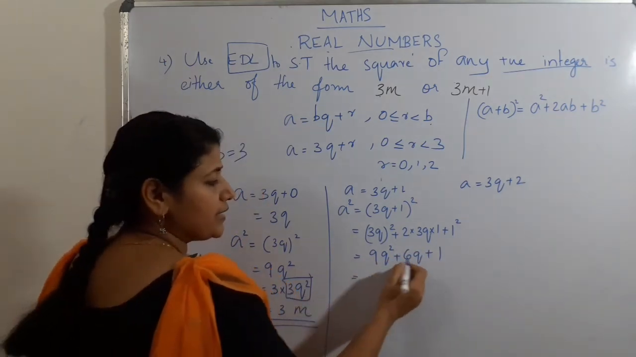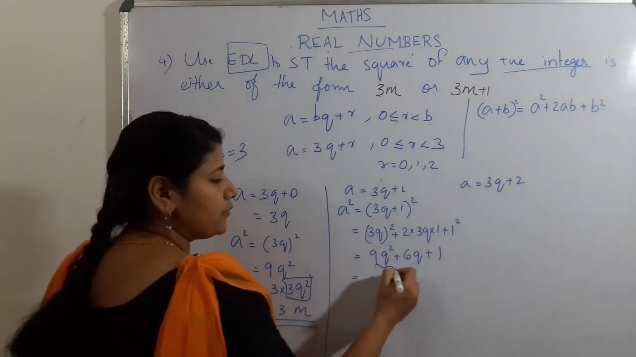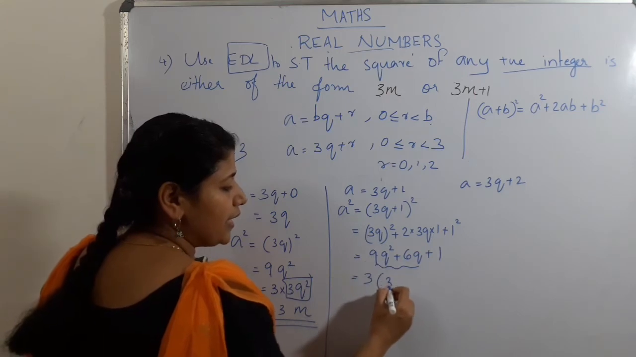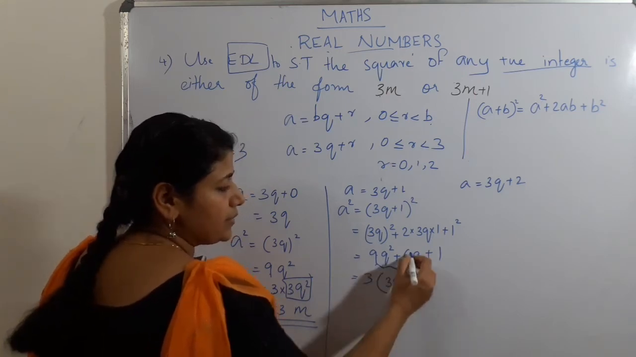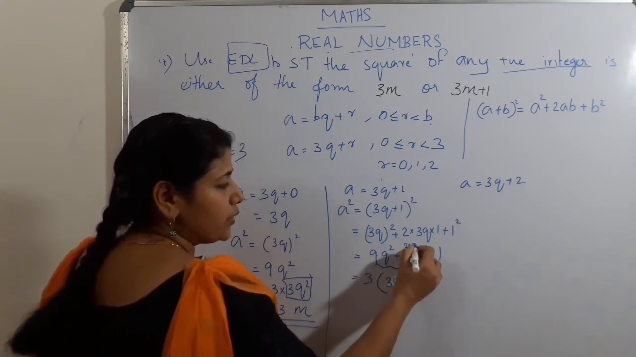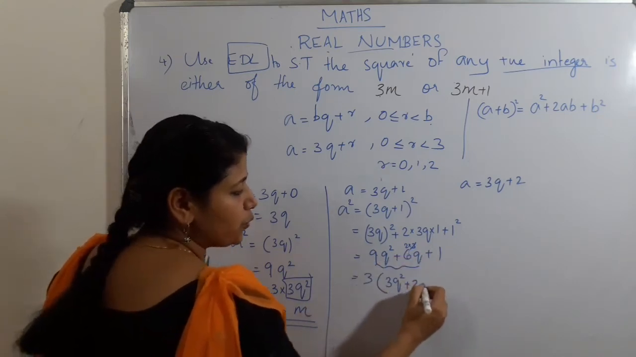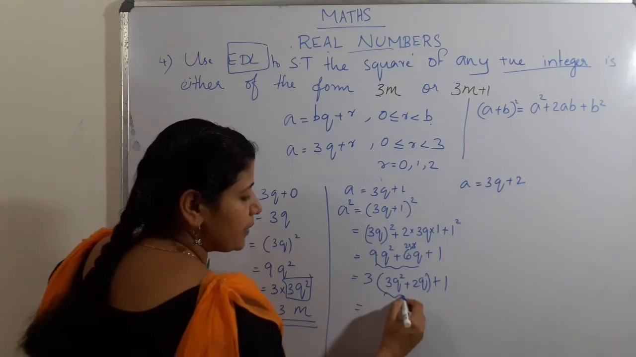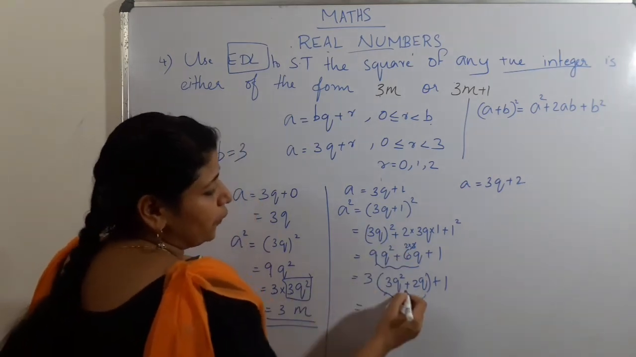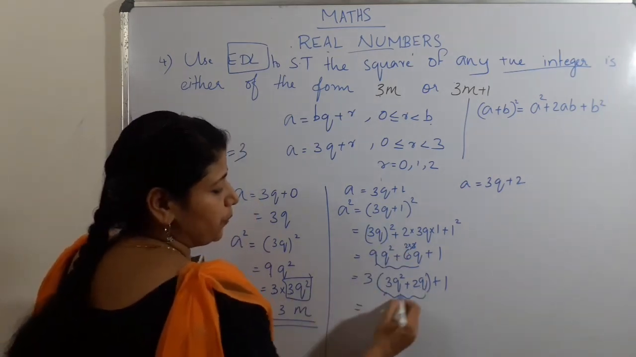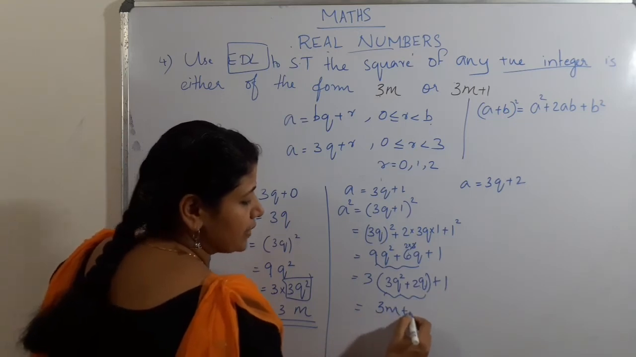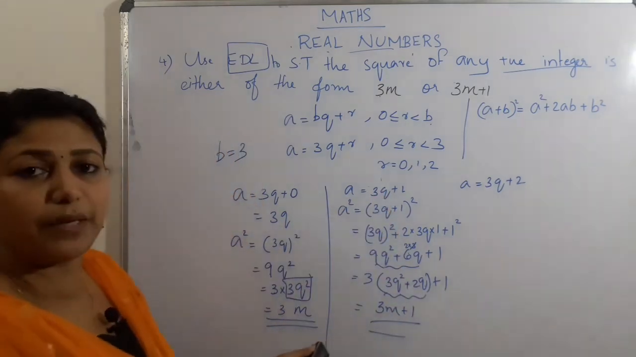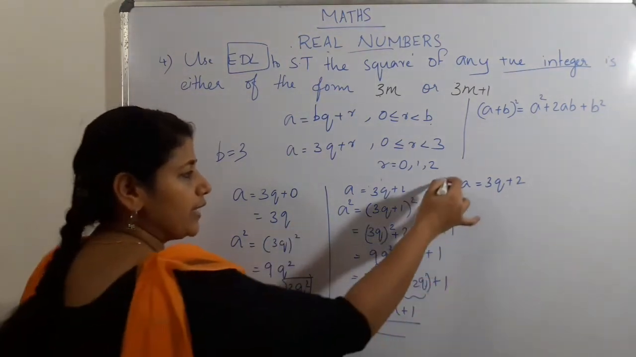So we are taking the 3 from both the first two terms, 3 outside, then it will be 3q square plus, here 6 is 2 into 3. So if you are taking this 3 outside, it will be 2q plus 1. Okay. So I am substituting m for this 3q square plus 2q. Then only we will get 3m plus 1. Okay. So this square is also in the form of 3m plus 1. Then move on to the next one.